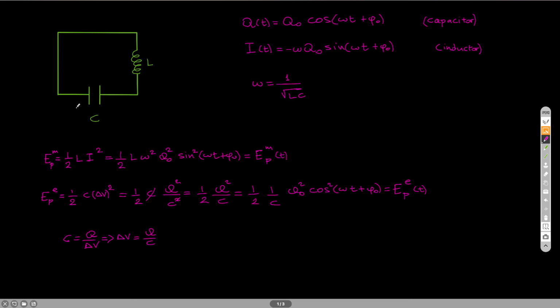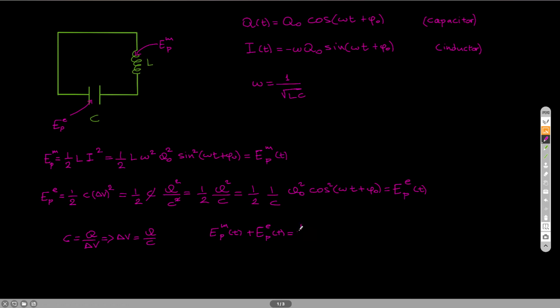Now, I'm going to make a note. So this is, okay, EP, the electric potential energy, is stored in the electric field of the capacitor, and the magnetic potential energy of the inductor is stored in the magnetic field that the inductor creates. All right. Now I'm going to do one last thing. I'm going to add these two potential energies. So I'll take the magnetic potential energy of the inductor that depends on time plus the one of the capacitor that also depends on time.